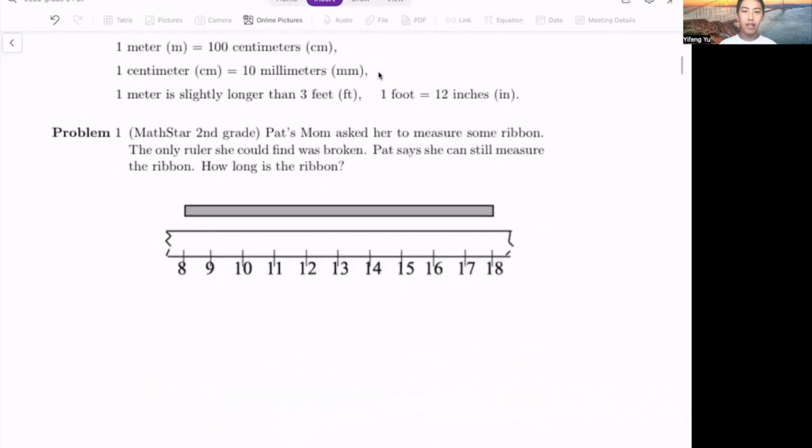Problem 1. Pat's mom asked her to measure some ribbon. The only ruler she could find was broken. Pat says she can still measure the ribbon. How long is the ribbon?